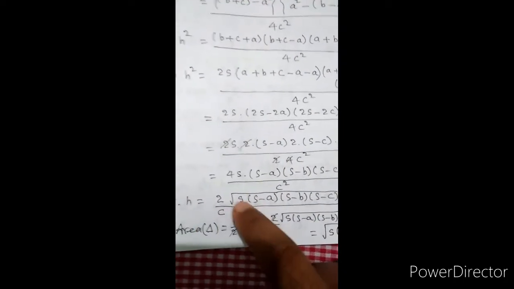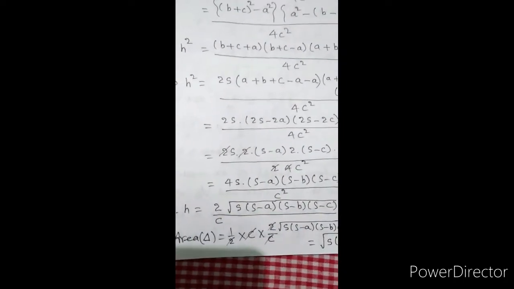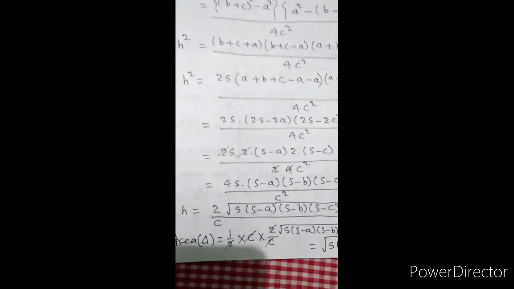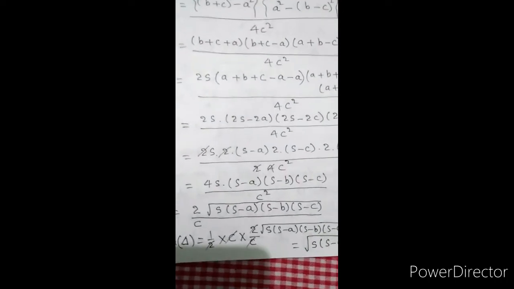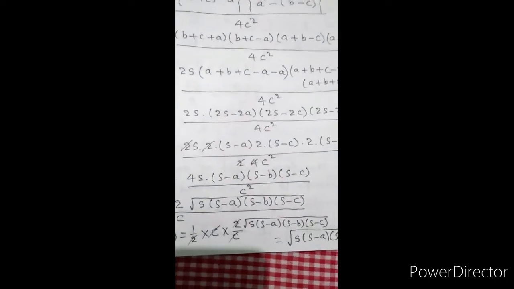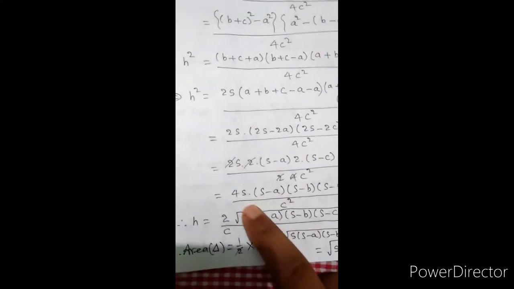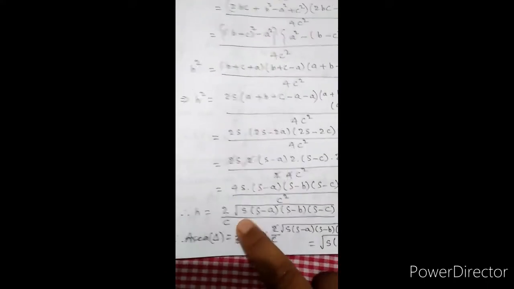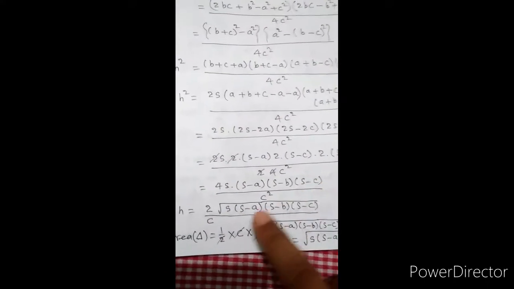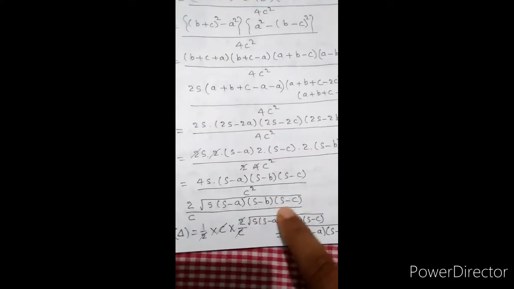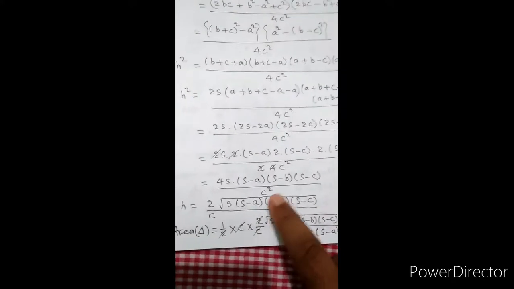Hence h is equal to root under 4s into s minus a into s minus b into s minus c by c square. It will give us root under 4s. That will give us 2. Root under 4 will give us 2, and this part will remain as it is, s into s minus a into s minus b into s minus c, and root under c square will give us c.